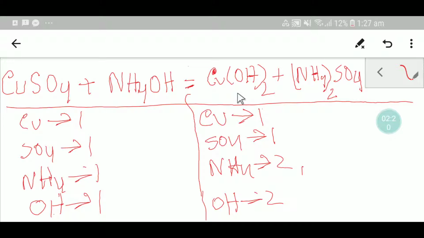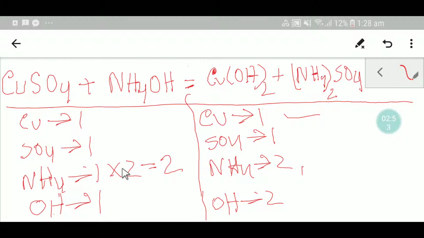Okay, now in the third step, I have to compare the number of atoms and polyatomic ions, right? Here on the left hand side we have one copper, and on the right hand side we have one copper, so copper is balanced now. But here we have one sulfate, so sulfate is balanced now. And here we have one ammonium, but here we have two ammonium, so the number of polyatomic ions ammonium is not balanced. So to balance the ammonium ion, I can multiply here by 2, that gives me 2.